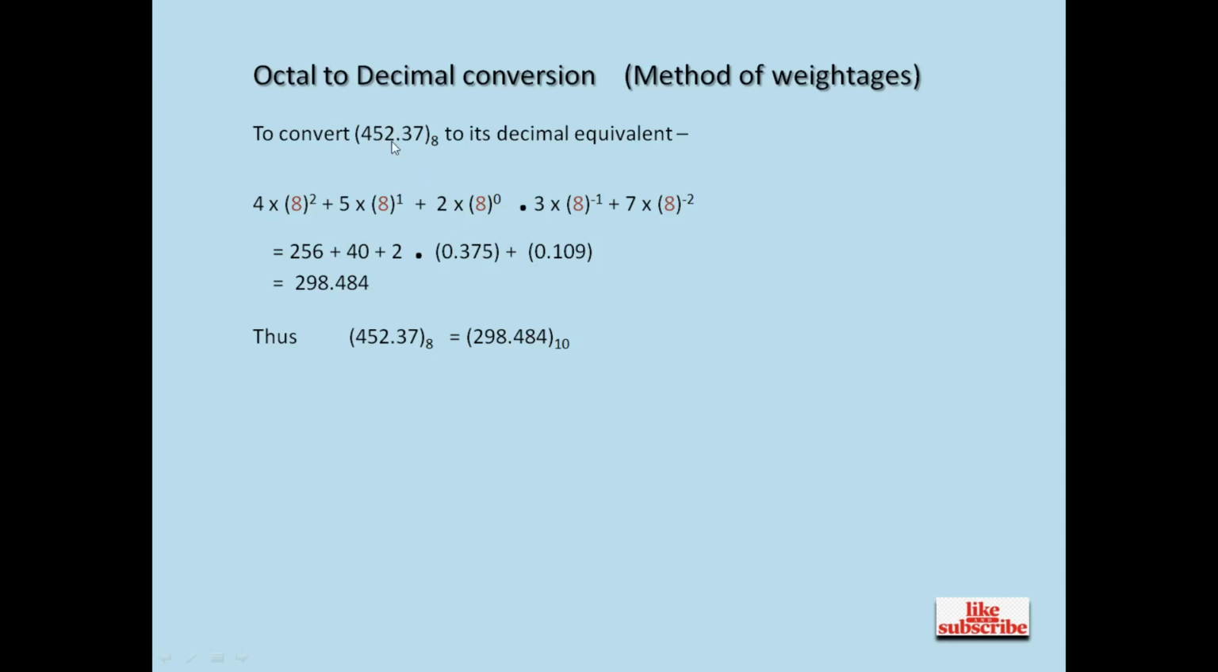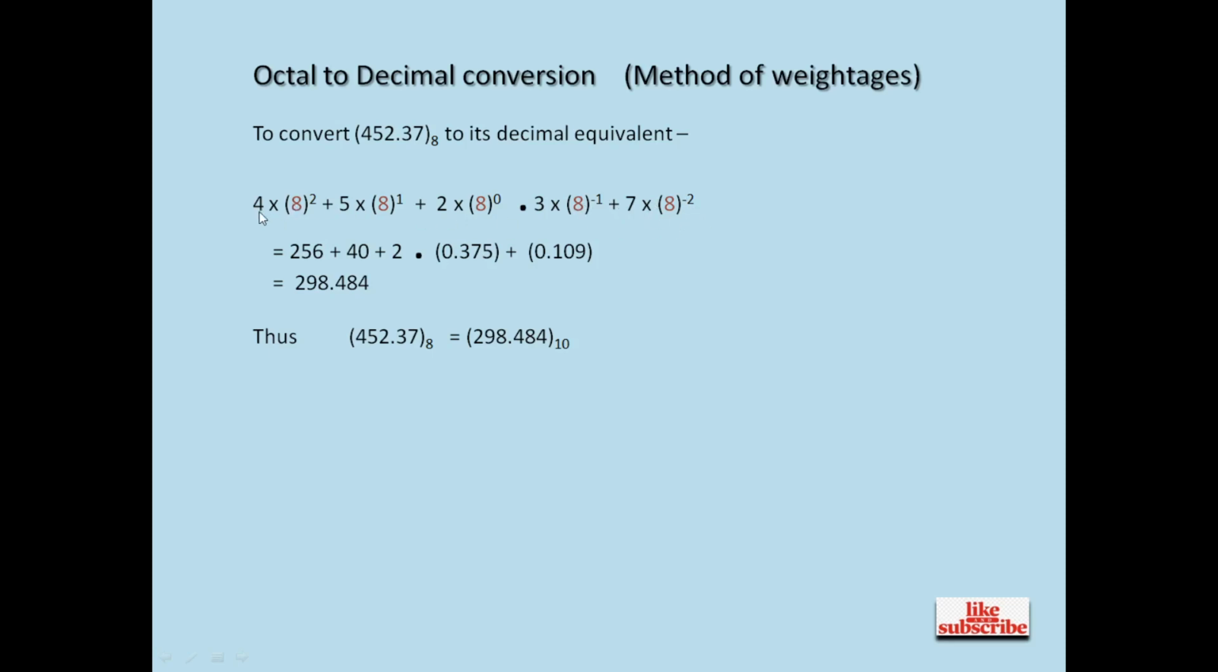Now from the integer part, this 2 is near the octal point and hence 2 will be multiplied by 8 raised to 0. 2 into 8 raised to 0. Next 5 into 8 raised to 1. Next 4 into 8 raised to 2. On the right hand side of the octal point, the digit will be divided by the powers of 8. So 3 into 8 raised to minus 1 means 3 by 8, plus this 7 into 8 raised to minus 2. So negative powers of 8 are used to calculate the weightage.